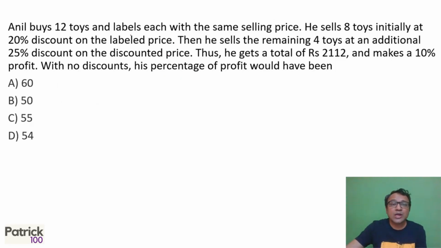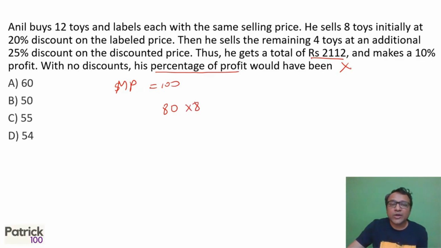Anil buys 12 toys and labels each with the same selling price. Now if you notice here, they ask for the percentage of profit. When they ask for percentage of profit as the answer, the value is not important. You can ignore the 12 toys completely. So let me assume that the mark price is 100, because everything is given with respect to 100, because of the 20% discount. Once you give a 20% discount, the first price is 80.